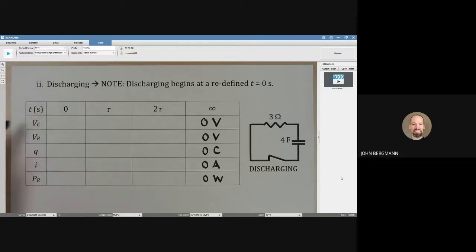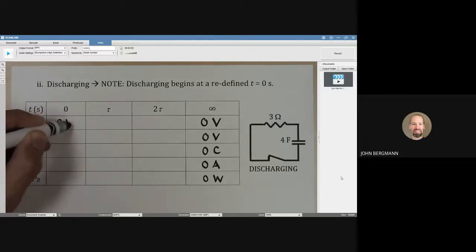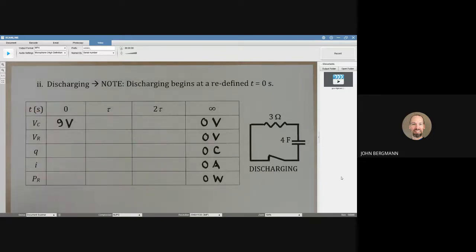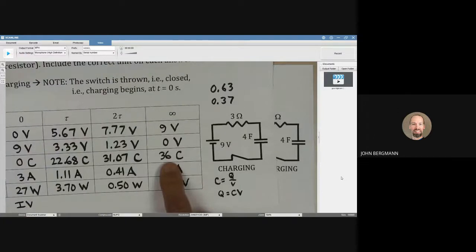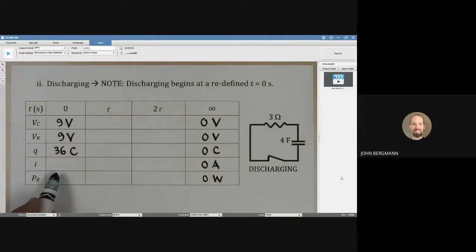How about at time 0? The voltage across the capacitor, we charged it up, it was the same as the battery, so that's 9 volts. At the instant of discharge, that entire 9 volts is dropped across the resistor. The amount of charge that was on the plates, we said just a second ago, was 36 coulombs. We just figured that out. Let me pull this page right here and point at it right there, 36 coulombs. So that's what we have there. The current that's going to be going through the circuit is 9 volts divided by 3 ohms, so that's going to be 3 amps. And the power that's going to be consumed by the resistor at that instant is I times V, which is 27 watts.